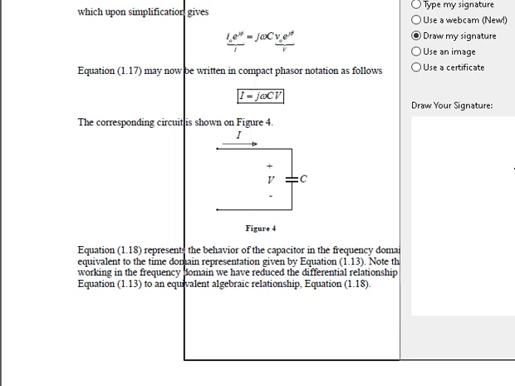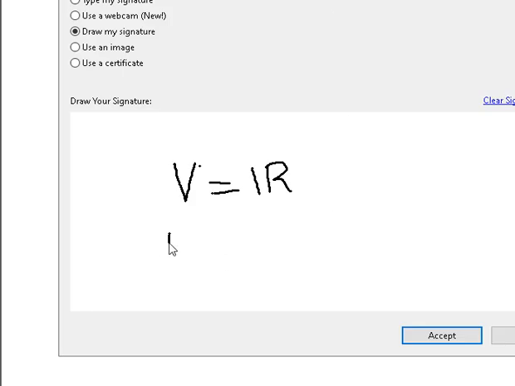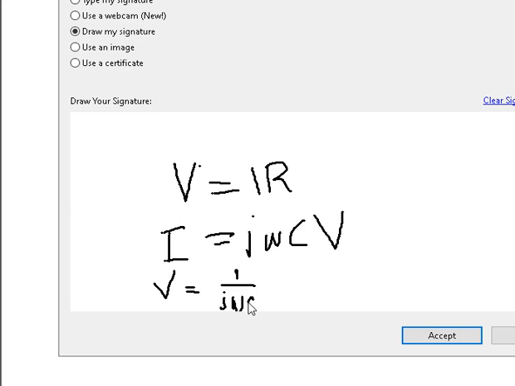If we compare that one, we have doon kay current is equals to J omega C tapos voltage. If we compare this equation, okay, we can know that in this equation here, solving for voltage, we have 1 over J omega C multiplied by the current.